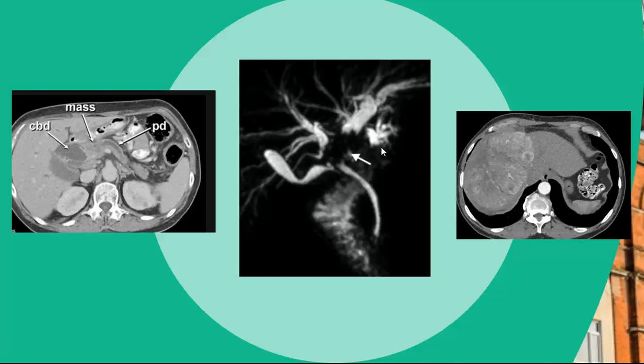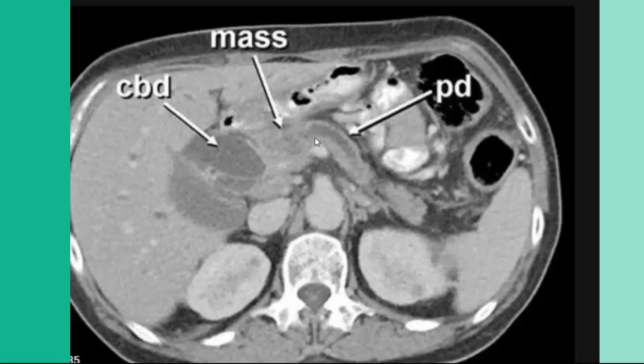Here is a mass in the pancreatic head, obstructing the pancreatic duct, which is this low signal duct within the body of the pancreas, causing dilatation and obstruction. And here is a common bile duct, which is markedly dilated due to obstruction by the pancreatic head tumour.